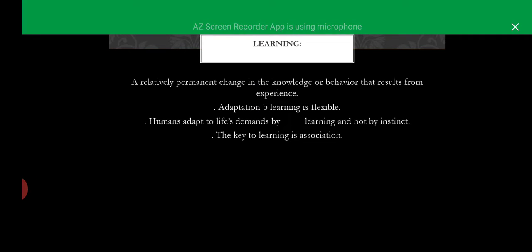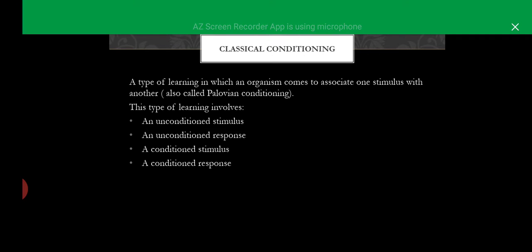Learning. First of all, we should know what learning is. A relatively permanent change in the knowledge or behavior that results from experience. Adaptation by learning is flexible. Humans adapt to life's demands by learning and not by instinct. The key to learning is association.